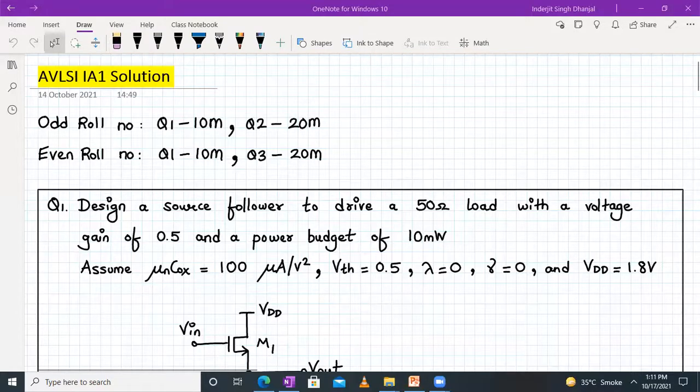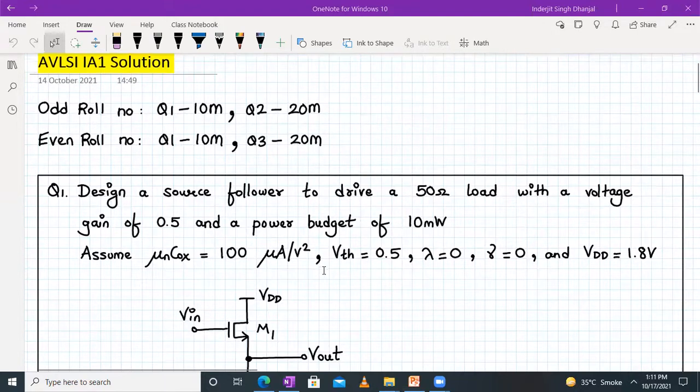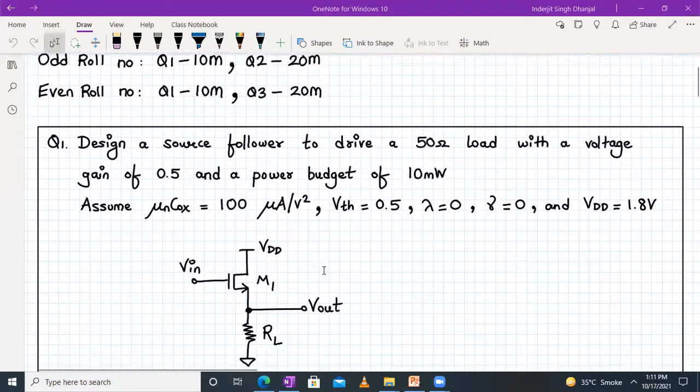Hello everyone. This session is about the discussion of the IA1 AVLSI solution. The odd roll numbers were given question number 1, which was for 10 marks, and question number 2 for 20 marks. Even roll numbers were given question number 1 for 10 marks and question number 3 for 20 marks. So let us directly start with question number 1.